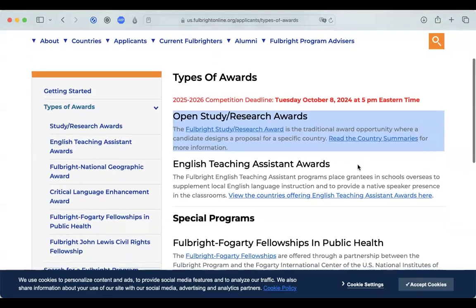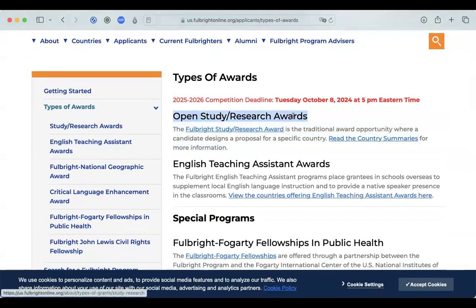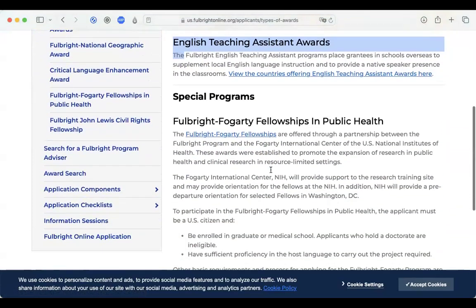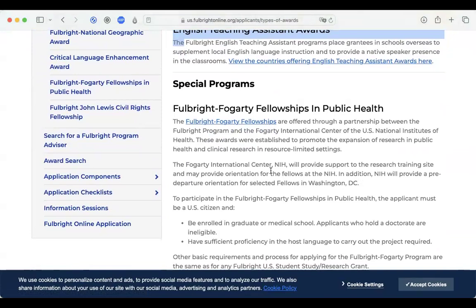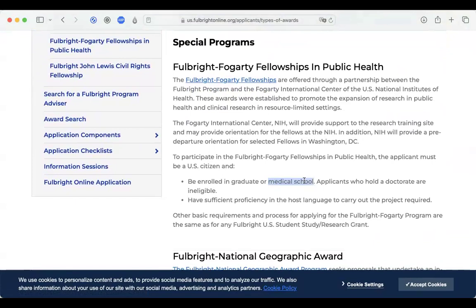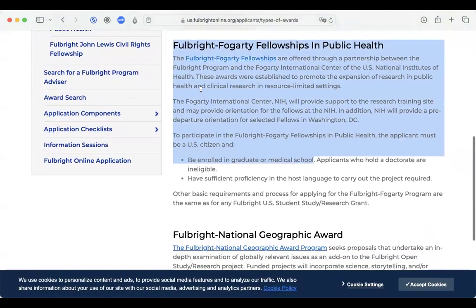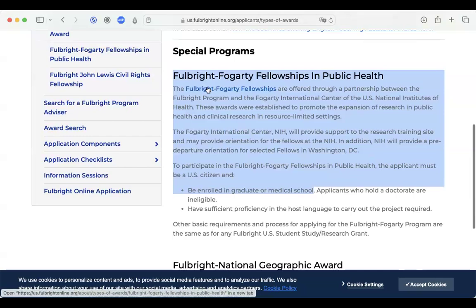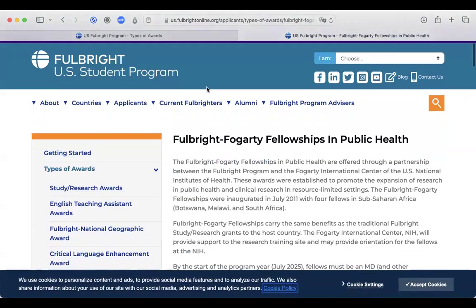But we see that there are these two mainstreams, the study research and then the English teaching assistant, and there are also a few special programs. So for example, if you were getting a degree in public health, or if you were getting a medical doctorate, whether that's osteopathic or allopathic, you would be potentially able to apply for this Fulbright Fogarty Fellowship in Public Health. And it has some special things that might be of interest to you if you're applying for that.